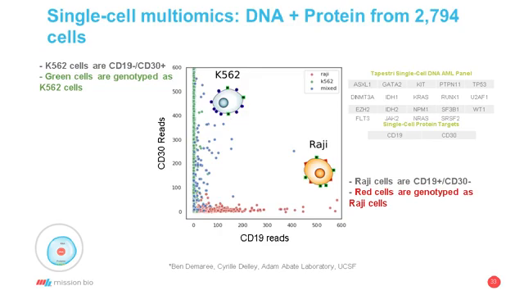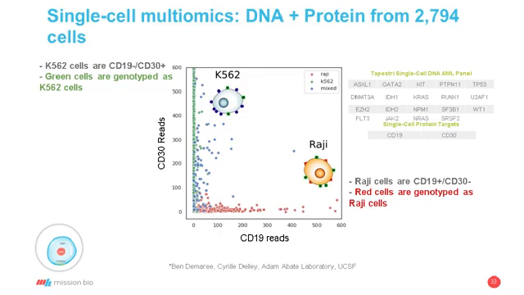So in the figure that you see, the scatter plot that you're looking at, each one of the dots is a cell. The x-axis shows you expression of CD19, which is specific to Raji. And then the y-axis shows you expression of CD30, which is specific to K562. And great, we can see a lot of cells line up on either of the axes. That's where the expression is happening.